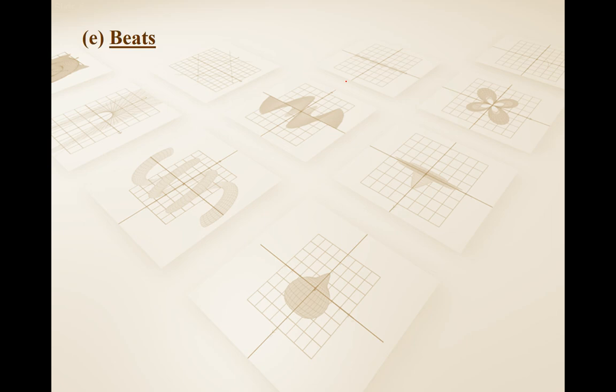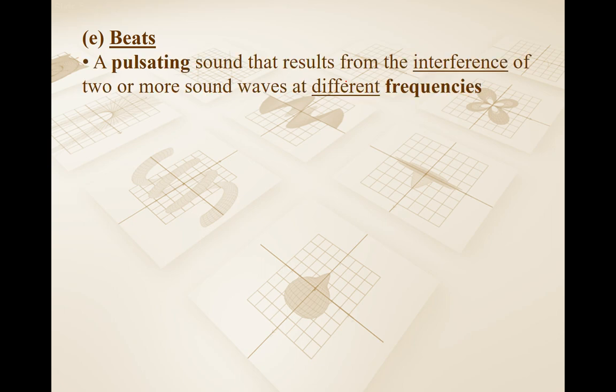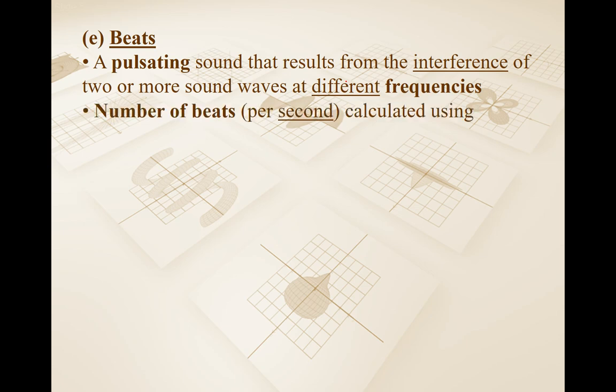Fifth property: beats. Beats are interpreted as a pulsating sound that results from the interference of two or more sound waves at different frequencies. So to generate beats, I need two sound waves and they must be at different frequencies. The interference of the two waves is going to lead to this beat type sound.